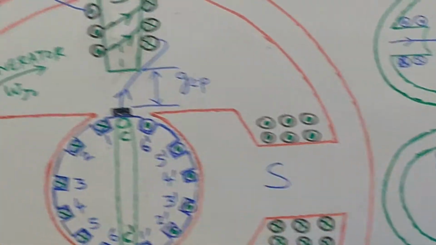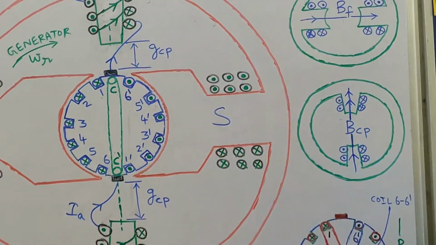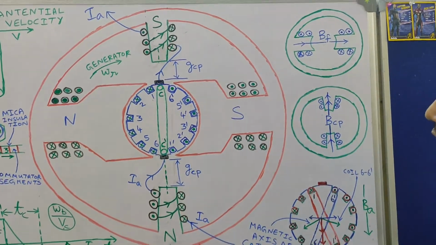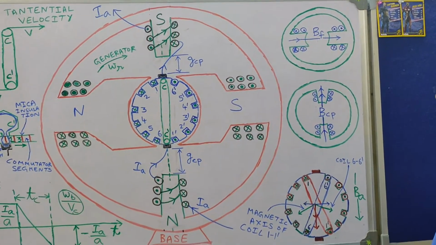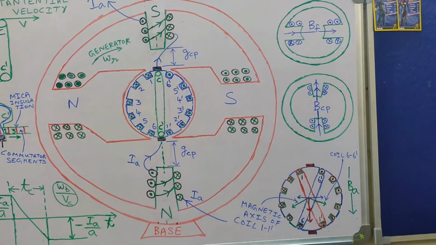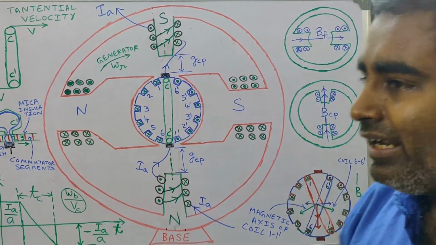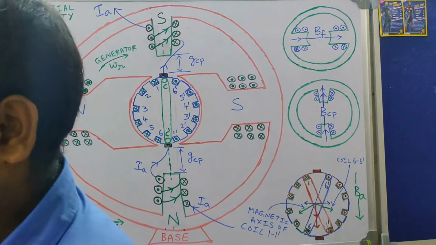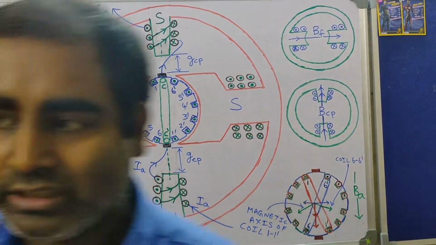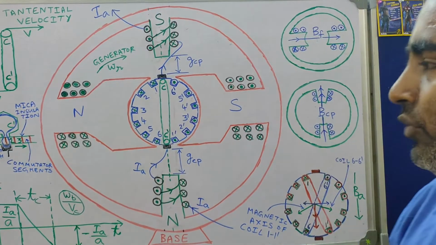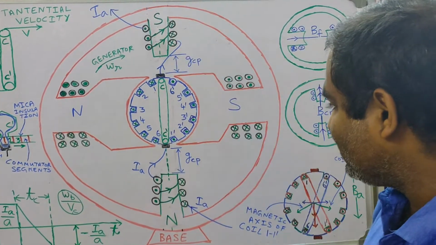The interpole windings are placed along the interpolar region. These interpoles are also known as compoles, or commutating poles, and they are fitted along the interpolar region. So what is an interpole? An interpole is a narrow pole which is fitted along the interpolar axis.